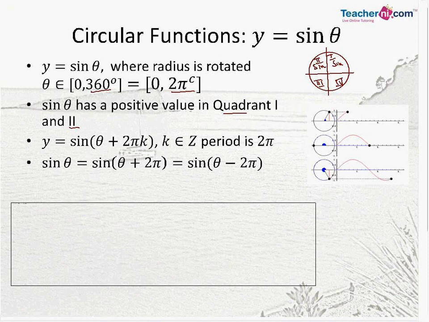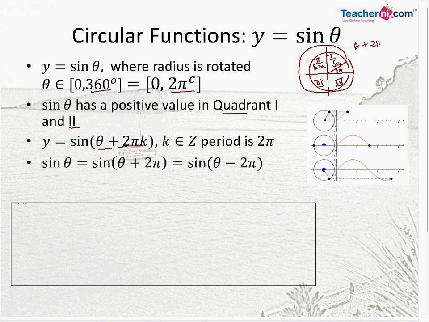So sine of theta is equal to sine of theta plus 2 pi k. That means after each rotation, it covers how many radians? 2 pi. Right? Suppose we have an angle over here. Say this is theta. After one rotation, it's over here, so then it is theta plus 2 pi, right? So you get the same value.